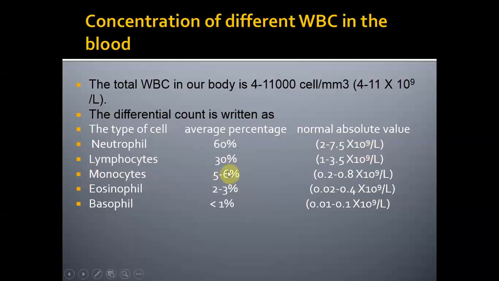For the lymphocytes, we have 30% average percentage, and the range between 1,000 to 3,000. For the monocytes, 5 to 6%, average range is 0.2 to 0.8.